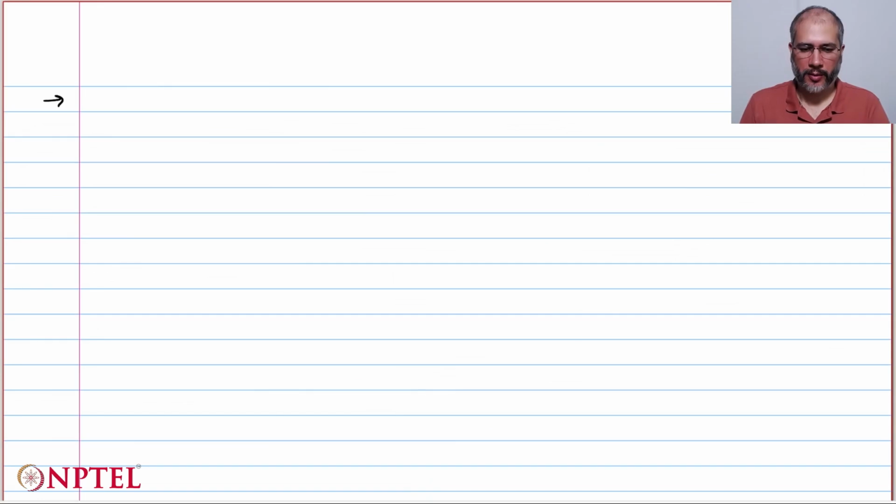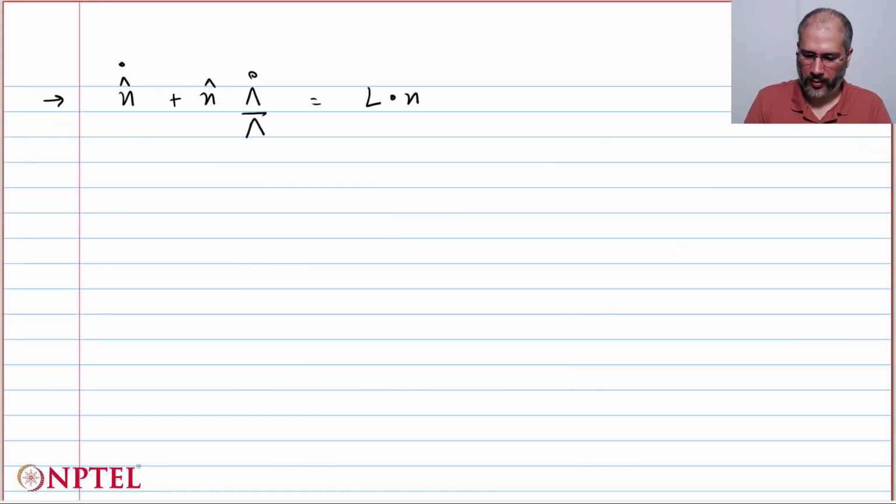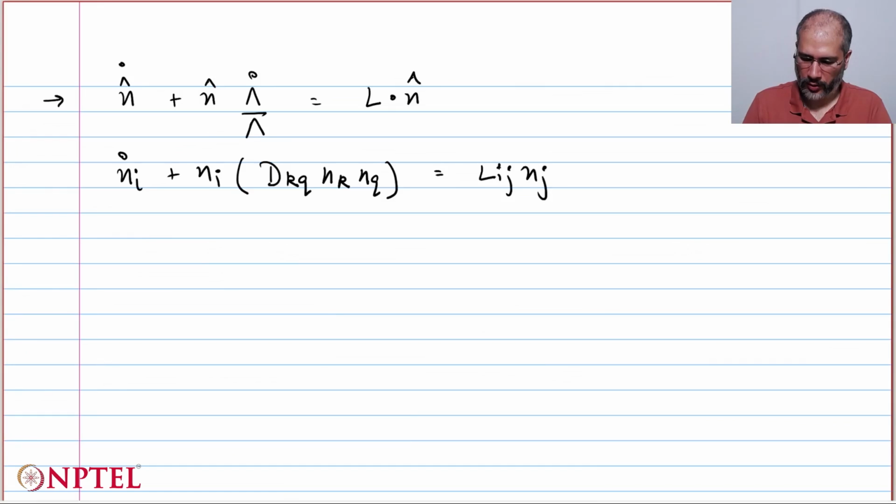So let's go back to the equation that we had written last time, that is n hat dot plus n hat times lambda dot upon lambda was L dotted with an n hat. You can go to the last lecture and have a look at this equation. In the symbolic notation, I write this as ni dot plus ni, and this lambda dot upon lambda was shown to be dkq times nk nq, and this is lij nj.